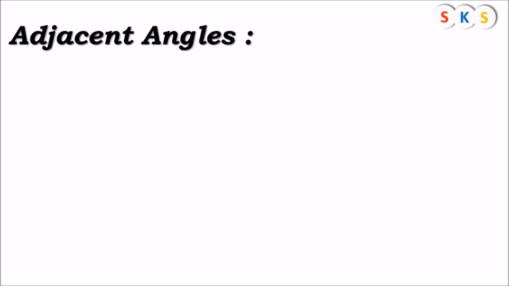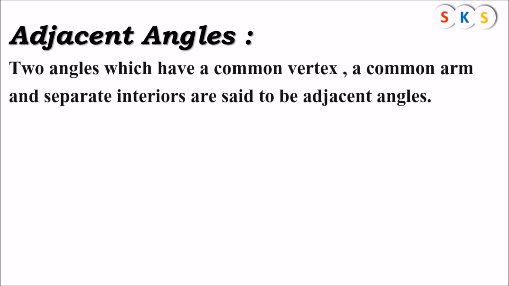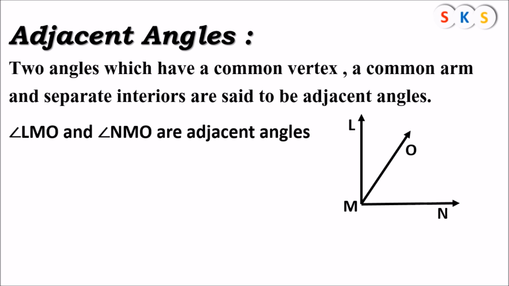What are adjacent angles? Two angles which have a common vertex, a common arm and separate interiors are said to be adjacent angles. Now we will try to understand adjacent angles with the help of a figure. Okay, you can see in this figure we have three angles, that is angle LMO, angle OMN and angle LMN. Out of these three angles, angle LMO and angle NMO are adjacent angles.